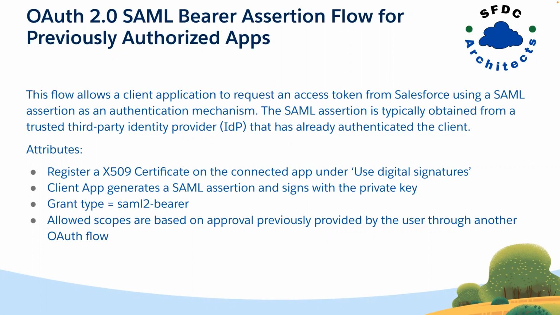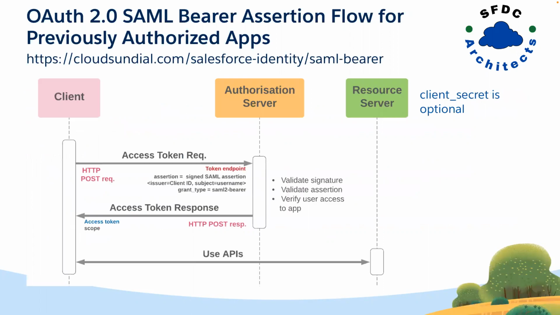On this one, it's going to allow the scopes based on previously approved scopes that the user has used. So for this one, the user has to be already assigned the connected app. Otherwise, they're not going to be able to use this. And like I said, that SAML assertion has to be signed with the private key that you've uploaded to the connected app, and it has to be verified before you can use it. So when we look at the flow, that's exactly what you're seeing here. The client is generating the assertion with the private key. Then it's being validated with the public key.